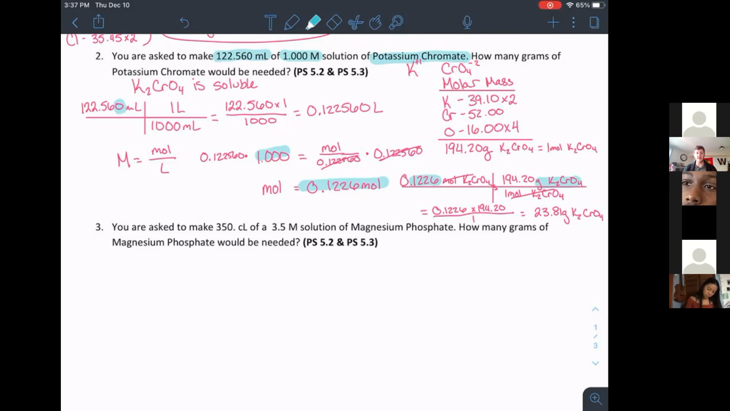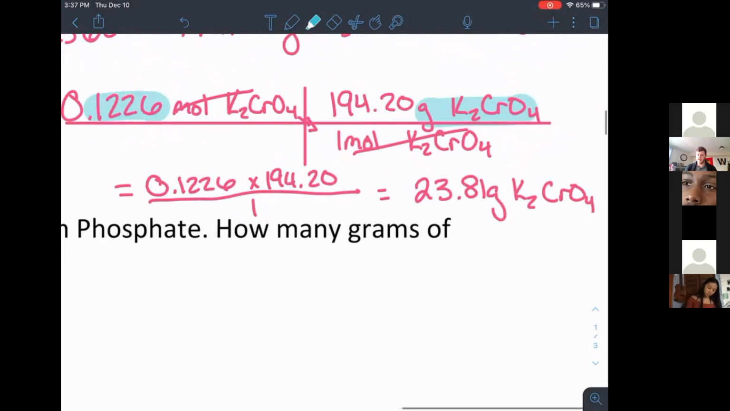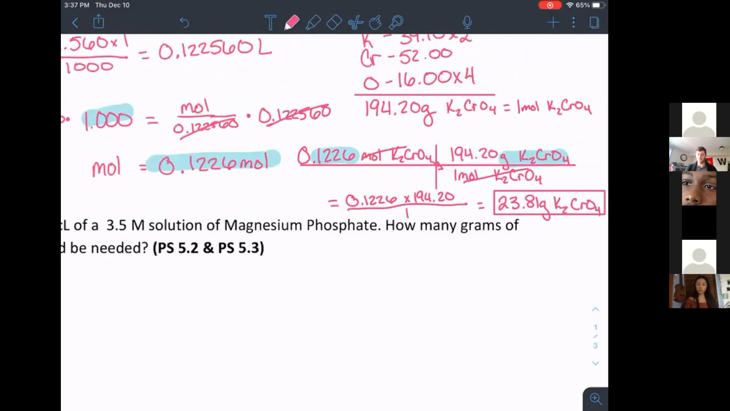So no, it's okay if your values round to different values for your molar masses, but make sure your significant figures in the end of your problem do in fact have the correct number of significant figures of 4 significant figures for the problem. Any questions on 2?